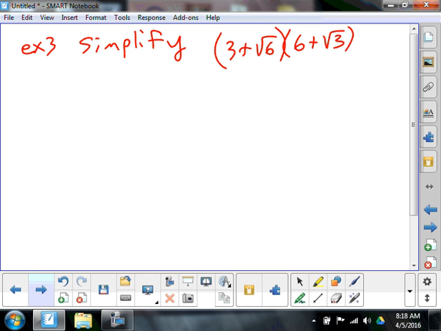You use what method? The FOIL method, sure. What is the result of the F part of FOIL? We multiply the first terms. We multiply the 6 and the 3 and the 6, and we get 18. Awesome. What's the result of the O, or the outer terms products in foiling?